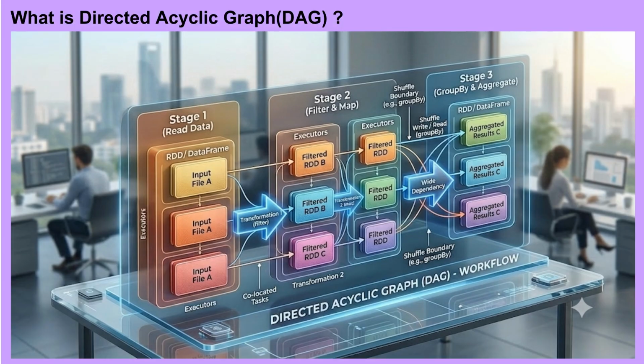What is a directed acyclic graph? Answer. In Apache Spark, a DAG, directed acyclic graph, is the brain behind how your data processing code gets transformed into a highly optimized execution plan. When you write Spark code, like filtering rows, grouping data, or joining tables, Spark doesn't actually run those operations immediately. Instead, it records them as a sequence of steps. That sequence of steps is the DAG.